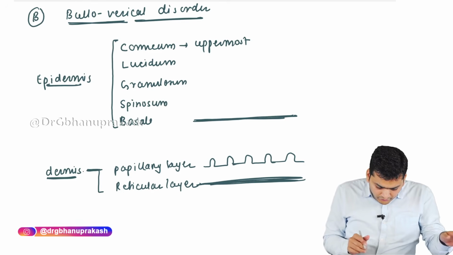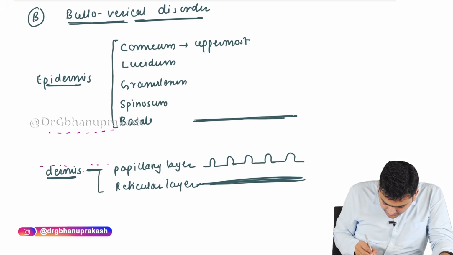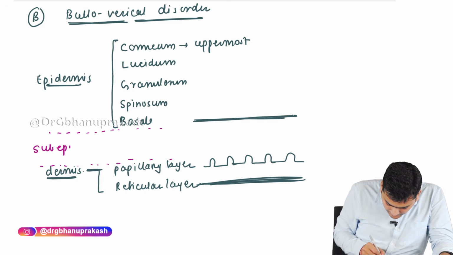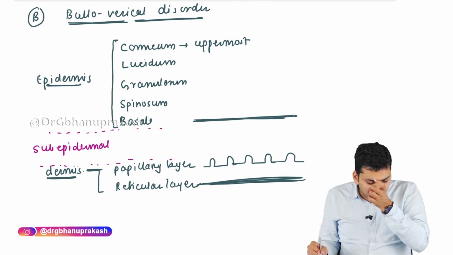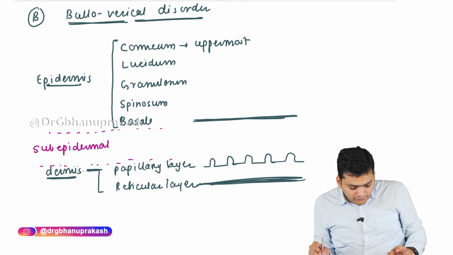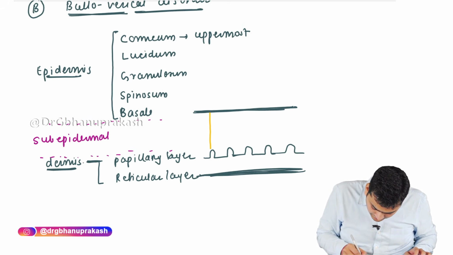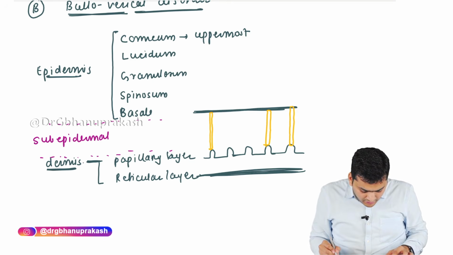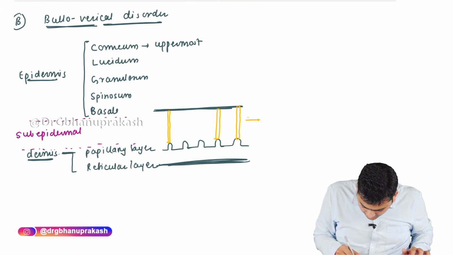The point I want to convey is that there is a space between the epidermis and the dermis. This is the subepidermal area, beneath the epidermis. The stratum basale, or the epidermis, is united with the dermis with the help of one structure, the hemidesmosome. This yellow structure which I am drawing, these are the hemidesmosomes, which join the epidermis with the dermis.